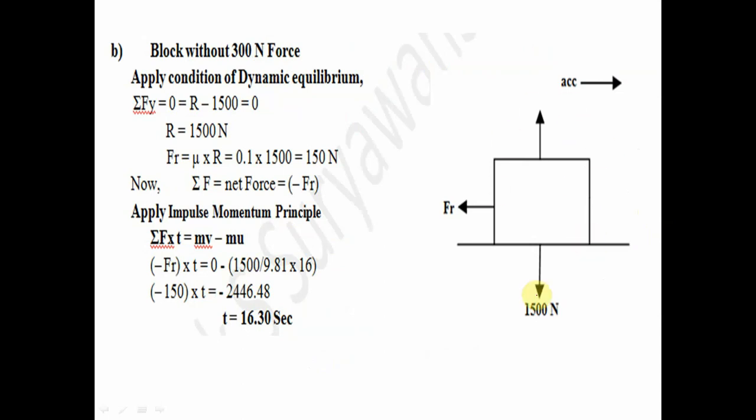If I draw the free body diagram, this is the weight acting vertically downwards, this is the normal reaction R, and this is the frictional force. There is no 300 Newton force because this force is removed. Now for this case the initial velocity is 16, because after reaching the velocity of 16 meter per second the force is removed. So initial velocity is 16 and final velocity is 0, because after removing the force, after some time this block will stop. We have to calculate at what time the block will be at rest.